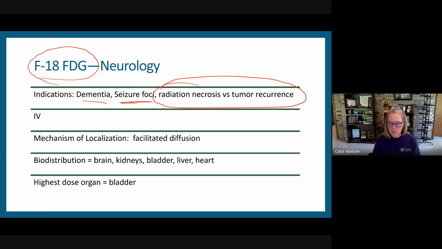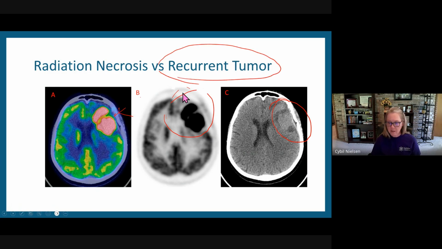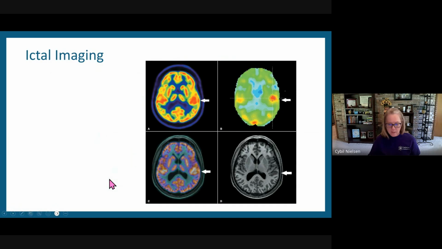And then the other one is radiation necrosis versus tumor recurrence. If a patient has undergone radiation therapy, and this is their CT scan, what does that mean? Is it just damage from radiation, or has the tumor come back? We can combine that with FDG. We can fuse it together, and that tells us this is recurrent tumor because it's highly metabolic. All right, ictal imaging, looking for the seizure foci. If you inject during the seizure, it'll be hot. If you inject in between the seizures, it's going to be cold.